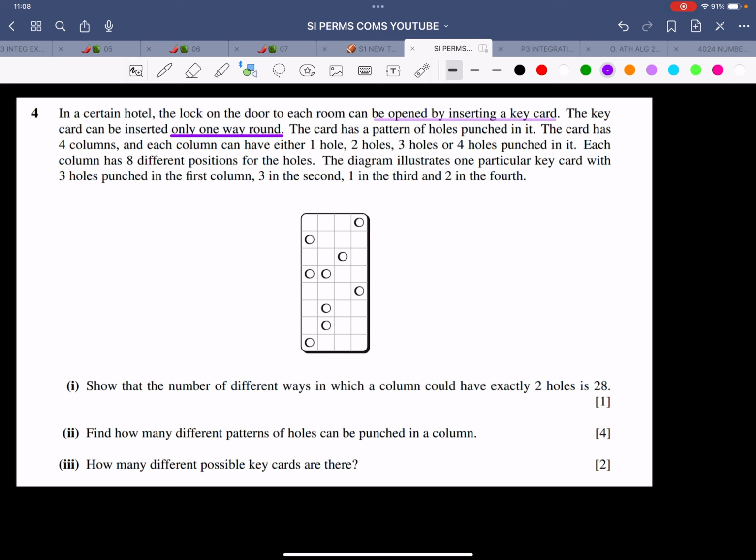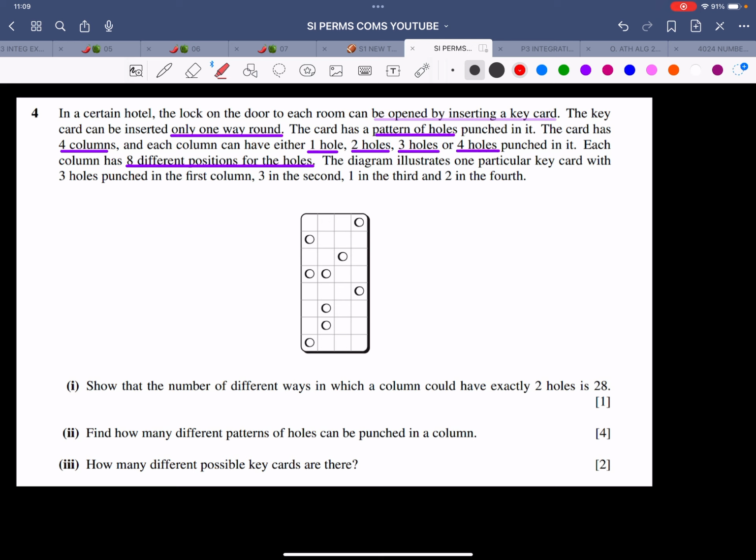The card has a pattern of holes punched in it. The card has 4 columns, and each column can either have 1 or 2 or 3 or 4 holes punched in it. Each column has 8 different positions for the holes. I'll go to the diagram in a short while. And then it says the diagram illustrates one particular key card with 3 holes punched in the first column. So that is the first column. There are 3 holes in it.